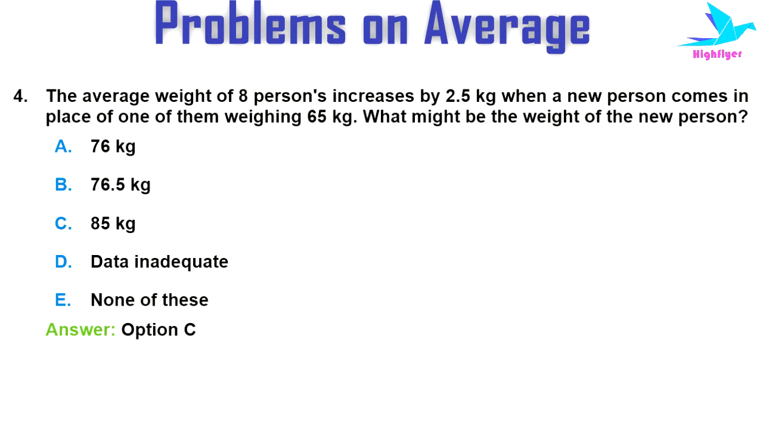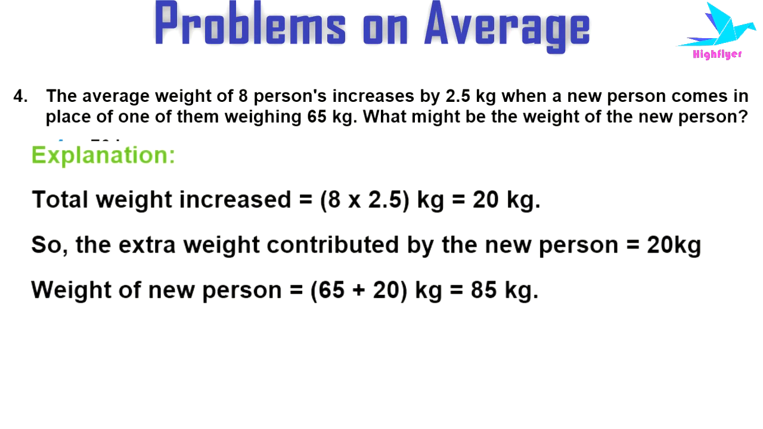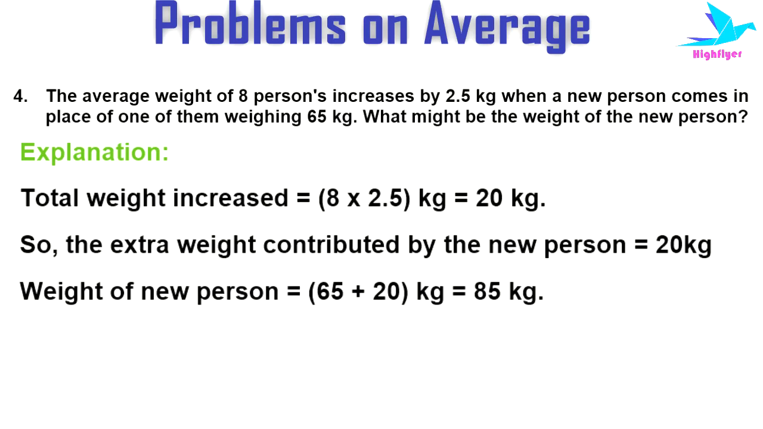Let's see how. Now, as it is given that the average weight of each person will be increased by 2.5 kg, that means total weight increased will be 8 into 2.5 kg, that is equal to 20 kg. So the extra weight that is contributed by the new person is equal to 20 kg. So the new person's weight will be 20 kg more than 65. That is equal to 65 plus 20 kg equals 85 kg.